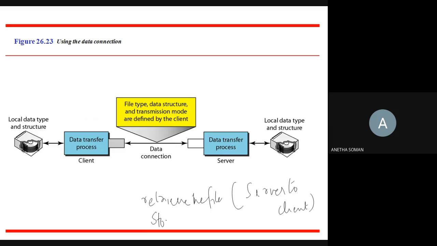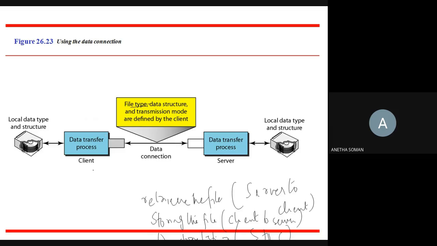Now, what is the next thing? You want to store the file. That is the second thing, and it is from client to server. This action takes place from client to server. And the third one is called directory listing, which happens from server to client. So file transfer in FTP means one of three things: either you want to retrieve the file, or store the file, or make a directory listing. Okay. Now here you have a file type, data structure, and transmission mode.